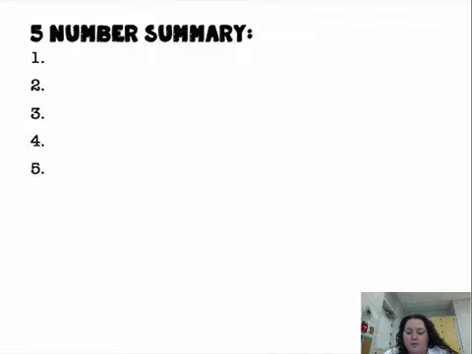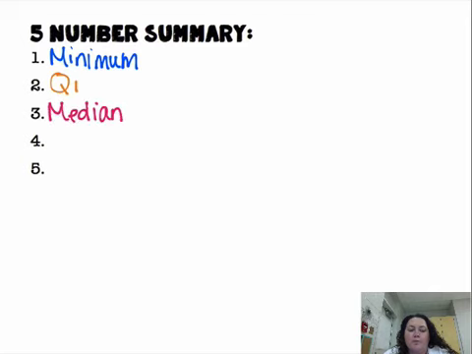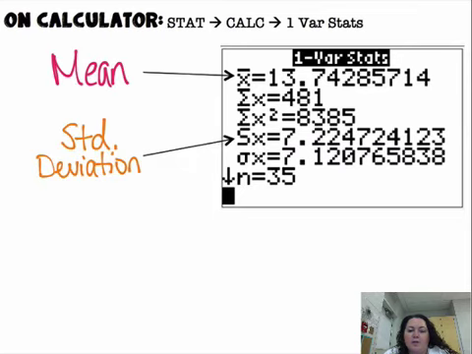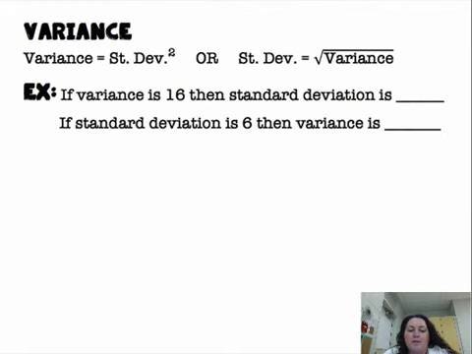So we have a 5-number summary. The 5-number summary includes the minimum, quartile 1, the median, quartile 3, and the maximum. On your calculator, if you need to find the mean and the standard deviation, you go to stat, calc, one variable stats, and again in the other video I'll show you how to find those things with the calculator. Variance is the standard deviation squared, or the standard deviation is the square root of the variance.